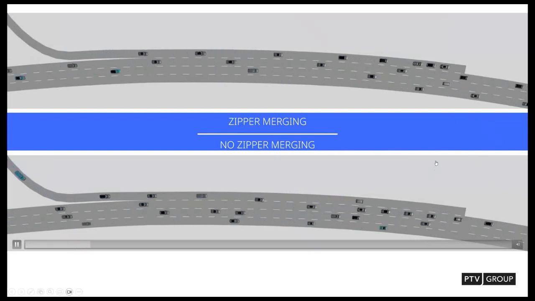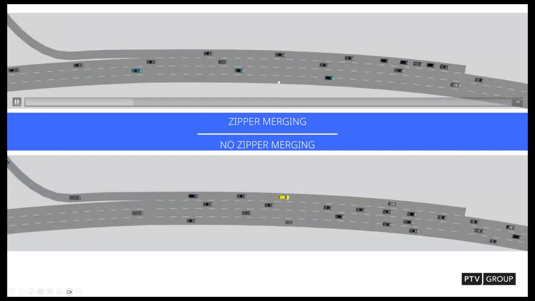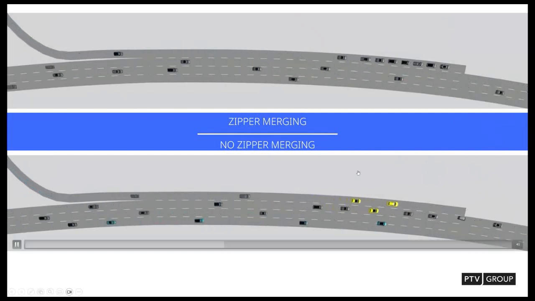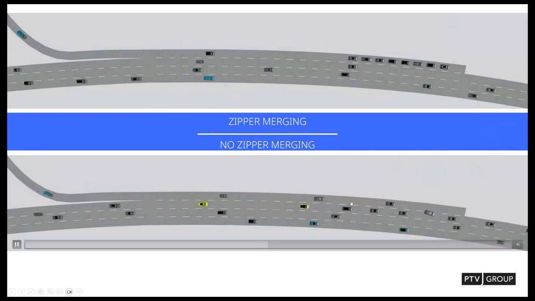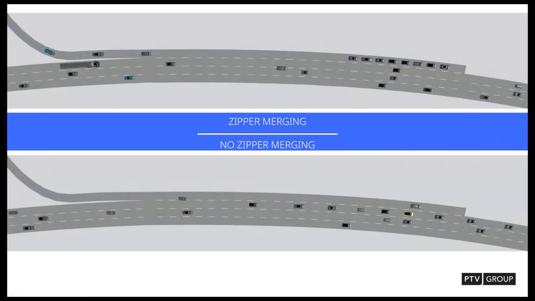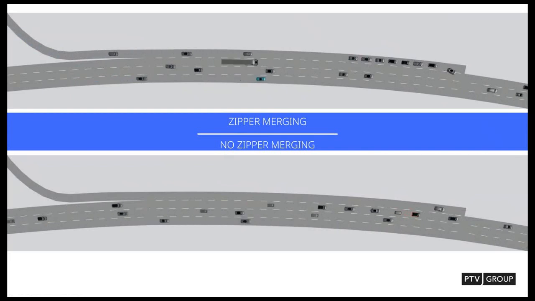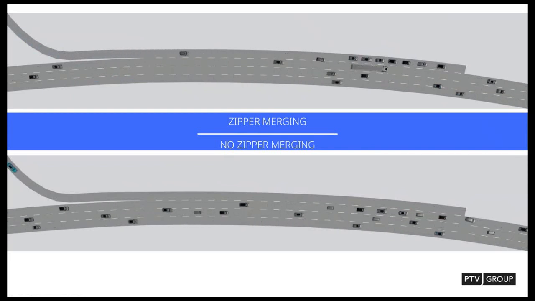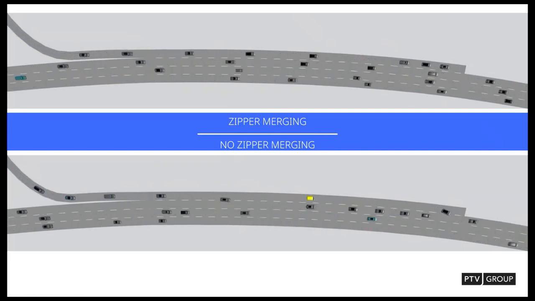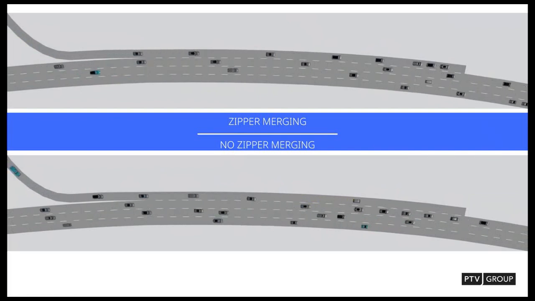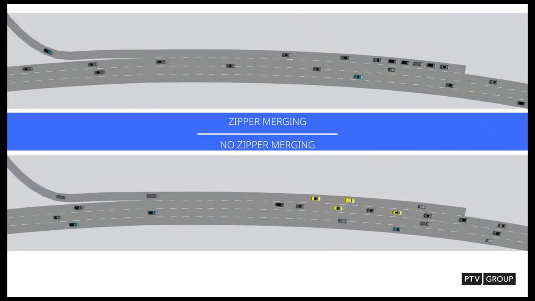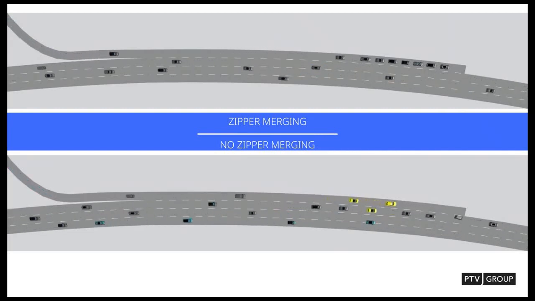Let's look at a first simulation. Here we have no zipper merging, and here we have zipper merging. On not quite the macroscopic level, but almost, what you saw before: when the capacity was insufficient on an on-ramp, then you had the queue occurring on the on-ramp.